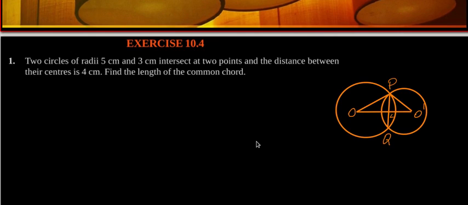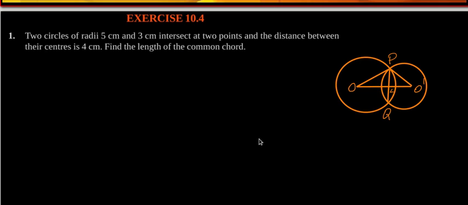Dear friends, here we will discuss problems on circles. From exercise 10.4: two circles of radii 5 cm and 3 cm intersect at 2 points and the distance between their centers is 4 cm. Find the length of the common chord.